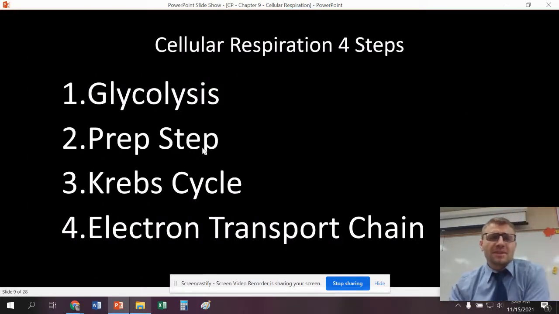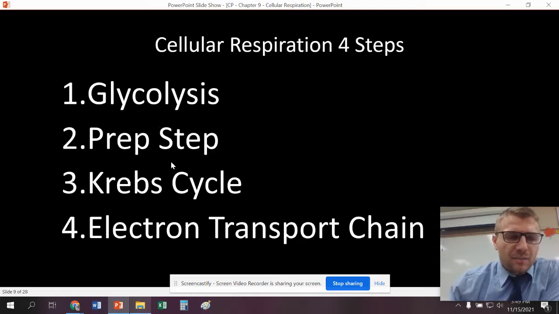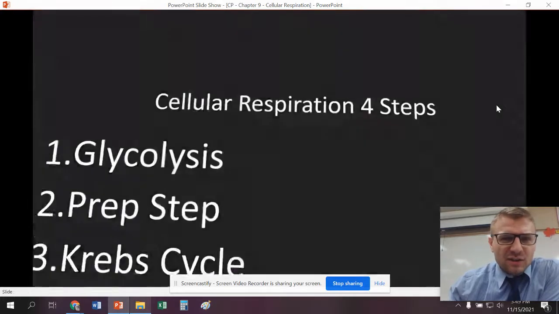Now, the 4 steps of cellular respiration are glycolysis, the prep step, Krebs cycle, and electron transport chain. This is where it does get a little bit more difficult. We will talk a little bit more in depth about each of these. I don't have you write these down specifically at the beginning because we look at each one of them a little bit more in depth. And let's take a look right now.